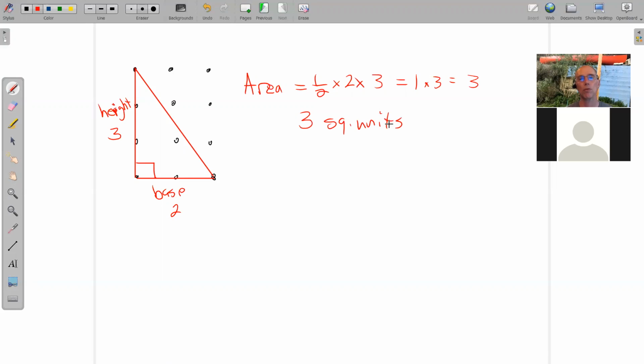Okay, so that one's pretty straightforward, just based on what I said earlier, that a right triangle is always half of the base times the height.